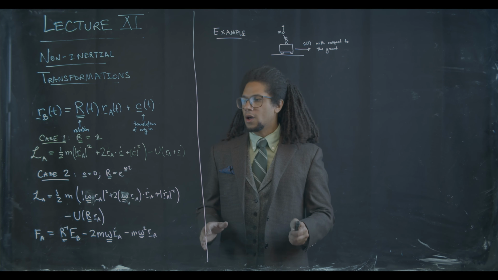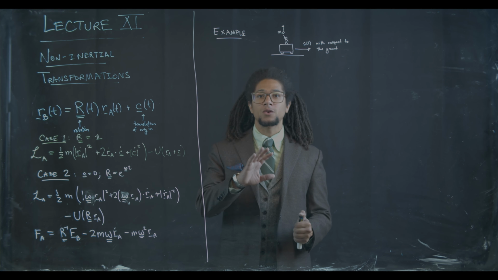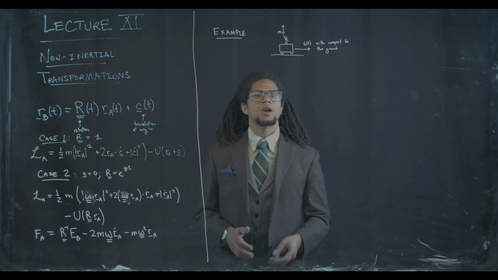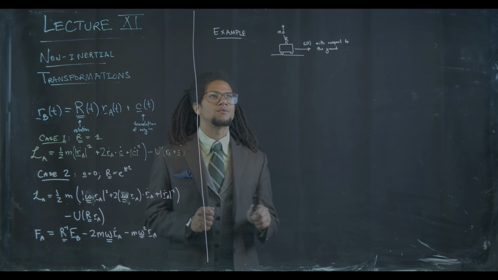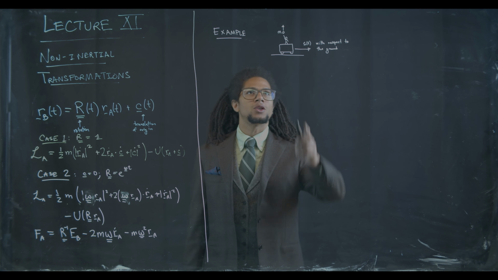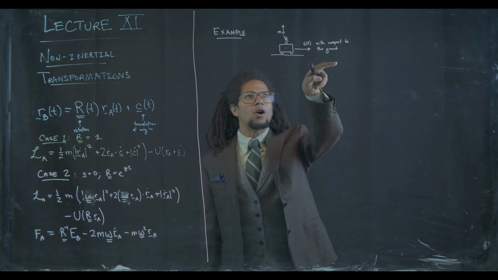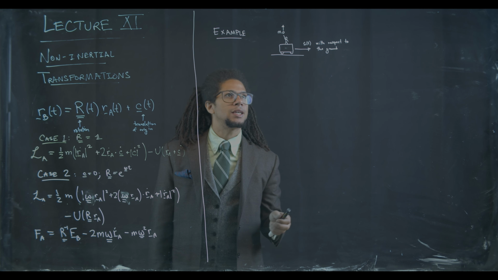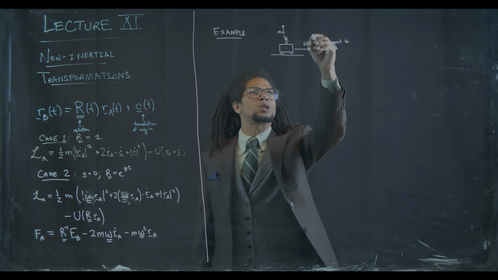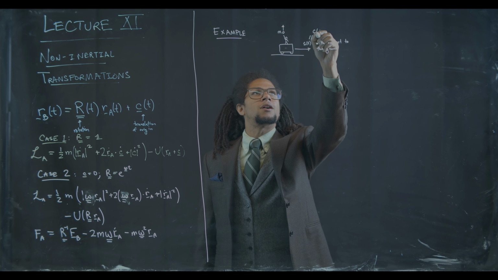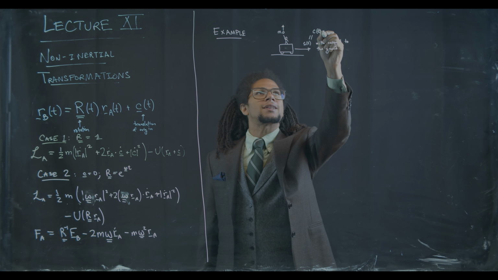Good. Okay, so now let's do a few examples to kind of get our feet wet with this stuff. The first one is going to be relatively simple. Imagine that you're a person standing on top of a moving car, and the car is moving with some trajectory ct, where c is in the x direction. So let's say this is equal to c of t x hat.